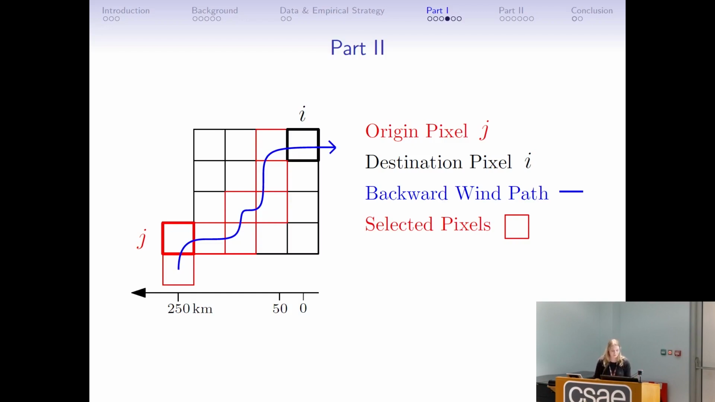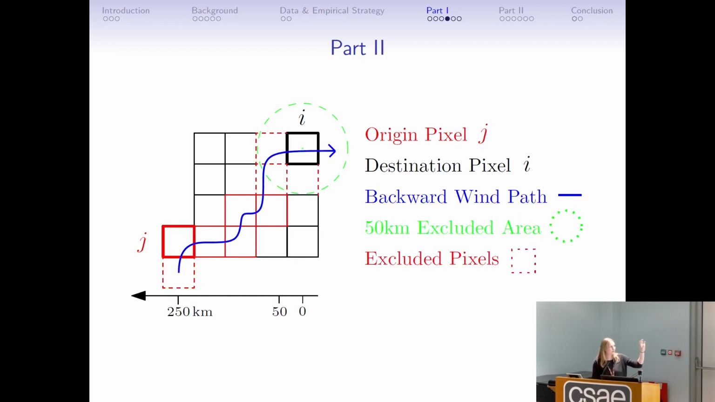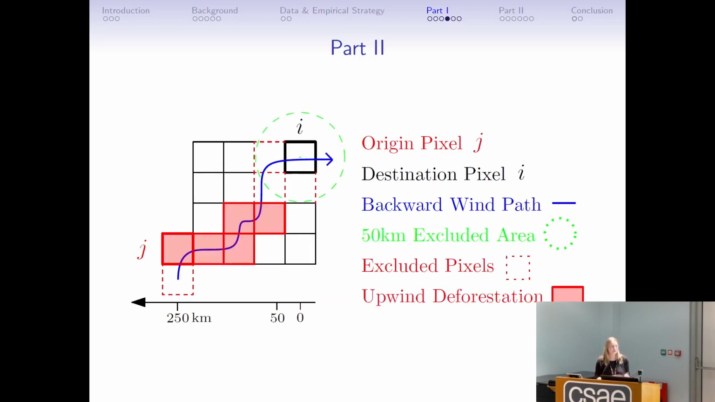We are using the same setup as before, but this time we are going to create a buffer of 50 kilometers around the deforested pixel in order to account for endogeneity, and we are also going to exclude all the pixels that are farther away than 250 kilometers. We have several bandwidth robustness checks, which are all robust. And we are going to sum all the pixels in this 50 to 250 kilometers away from the destination pixel as what we are going to call upwind deforestation, the total deforestation exposure of our downwind pixel.